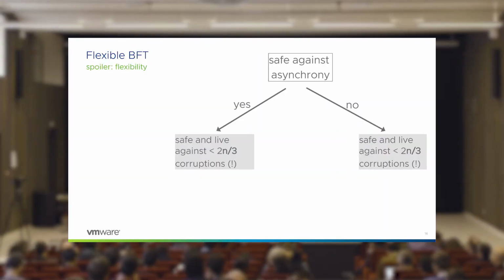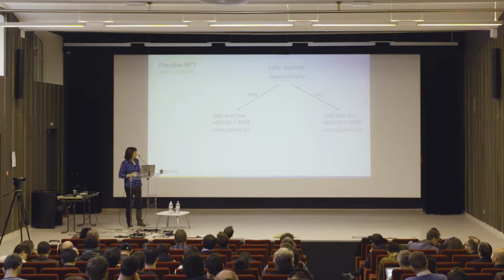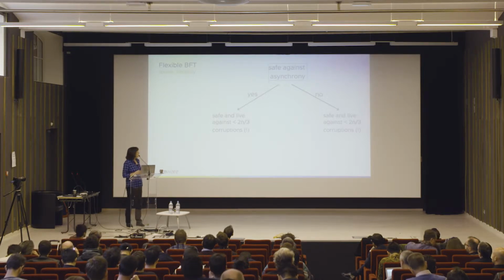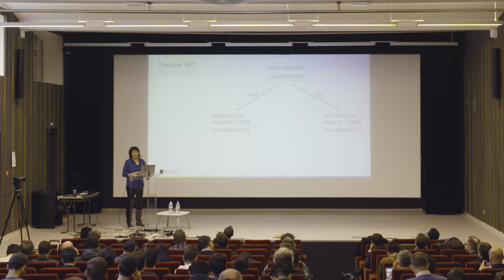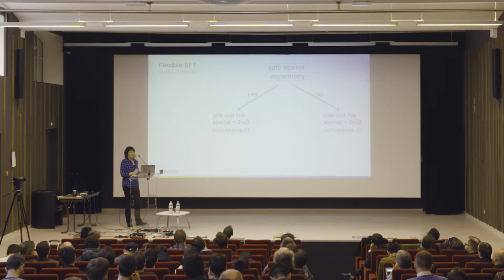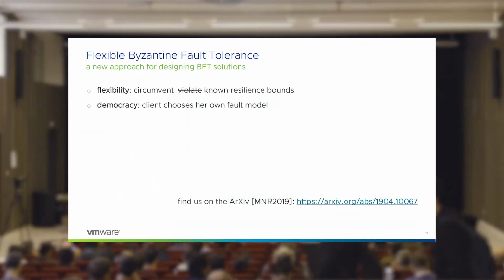So this is where we come in with flexible BFT. And so I'll give you a spoiler on what you'll be able to do with flexible BFT. Well, you'll still have some assumptions and some bounds, but they'll be much, much better. So in particular, with flexible BFT, we will be able to tolerate 2/3 corruptions in the asynchronous settings, and the same thing in the synchronous settings. Okay, so I just told you this is impossible, but this is what we will be able to achieve. So how are we going to do this?